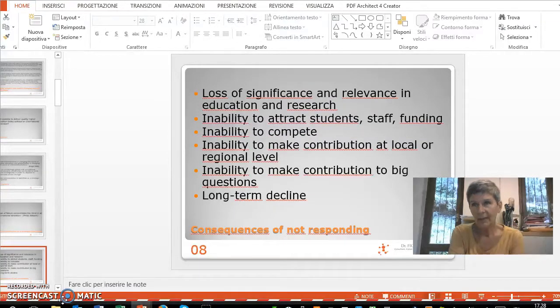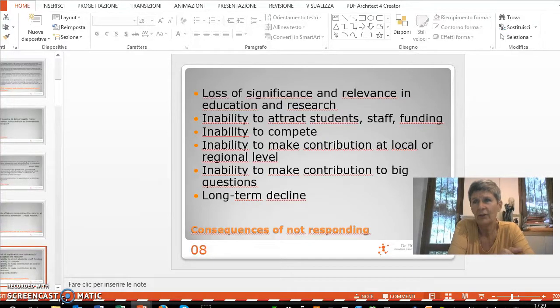Why? Because there are a number of consequences that can be identified now around not responding, not becoming more international and not being more strategic about that international approach. There is an evident danger of losing significance and relevance in education and particularly in research. A lack of international dimension will most likely impact the ability to attract students, attract possibly staff, perhaps less so in some world regions, but certainly an inability to attract funding, as increasingly funding is more international than national these days. In an internationalized higher education arena, competition becomes much more difficult, but also it has an impact on the ability to make a contribution at local or regional level if the university is not able to transfer knowledge around change and knowledge that is developing at an international level.